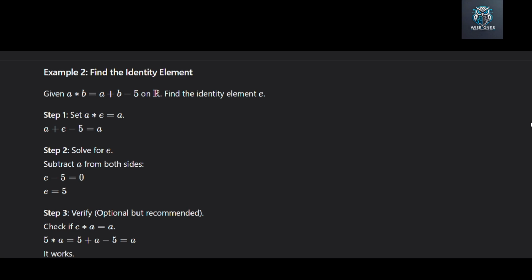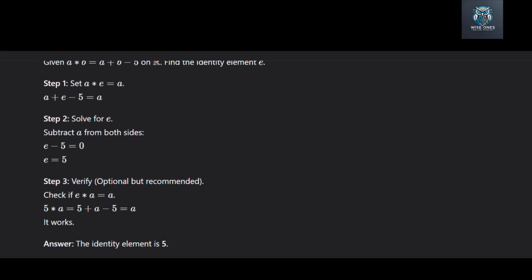Step 3. Verify. This is optional but recommended. Check if e star a equals a. 5 star a equals 5 plus a minus 5. 5 minus 5 is 0, so we are left with a. It works. The answer is the identity element is 5.